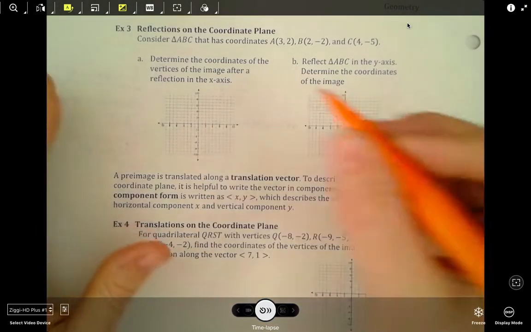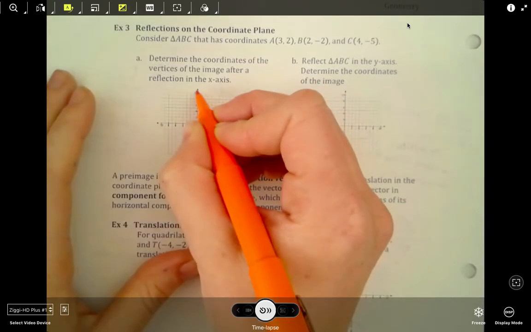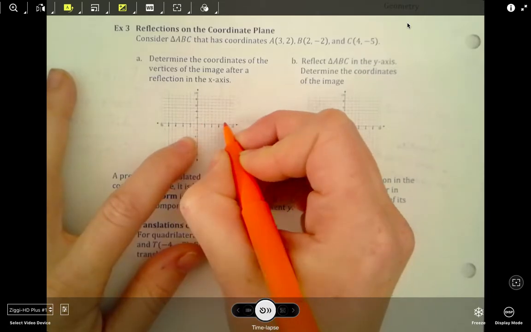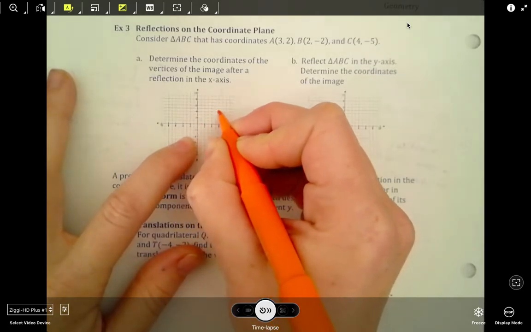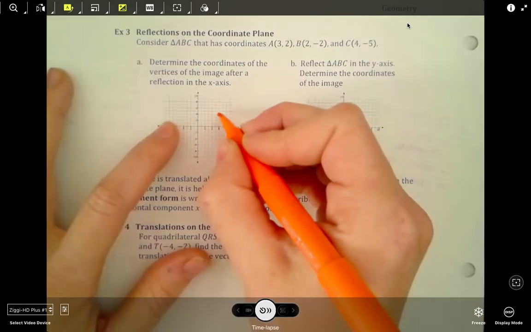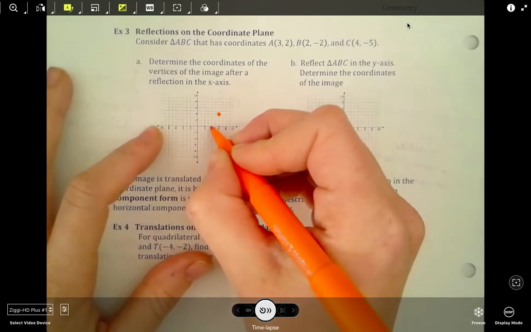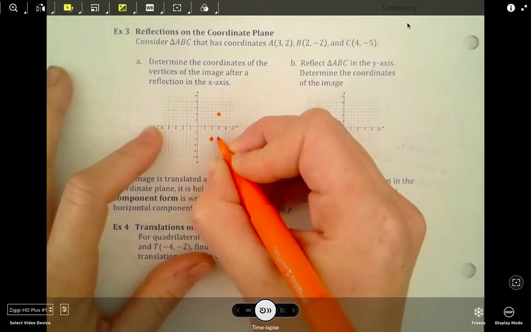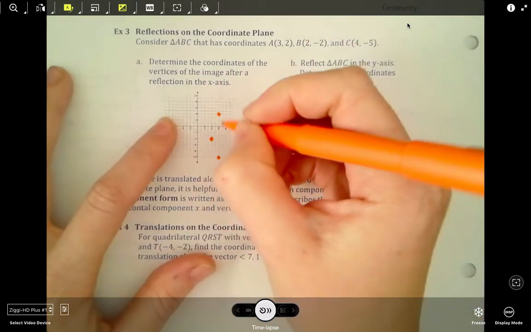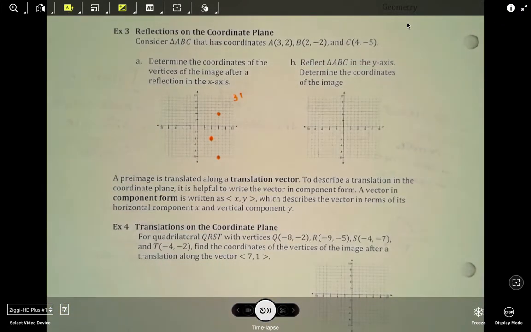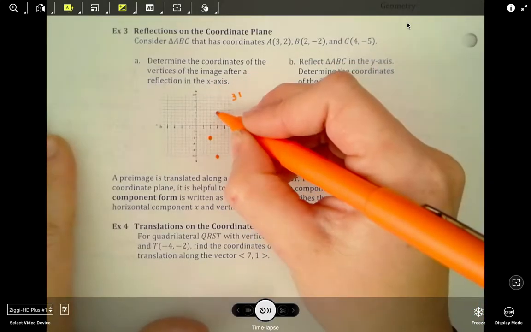I'm going to zoom this in just a little bit because let's say that each one is like 2 spaces. So if I go over to 3 and up to 2, I'm going to put my dot there, okay? I'm going to space this out a little bit. 3, 2 is there. 2, negative 2 would be like there, and 4, negative 5 would be like there. I'm just going to space this out. So each like 2 spaces is actually 1. You can do it 1 space. I don't care if you want to do that, but my writing gets really condensed if you don't.